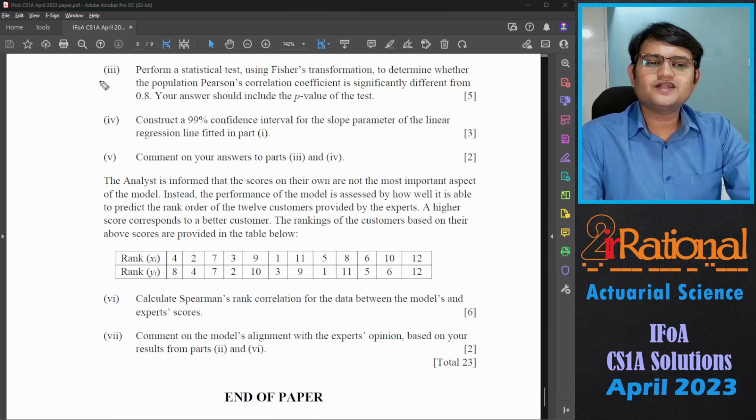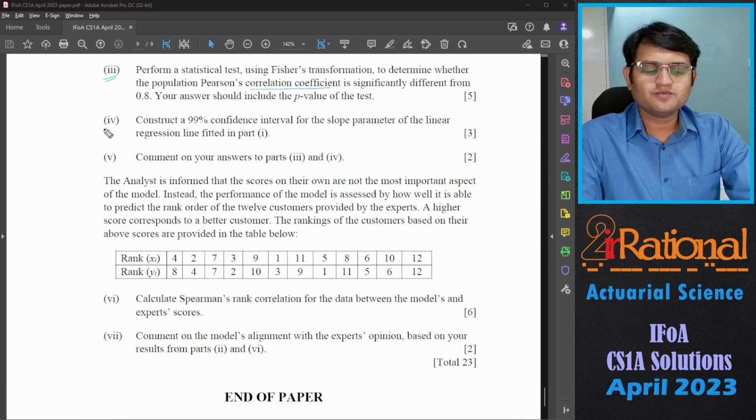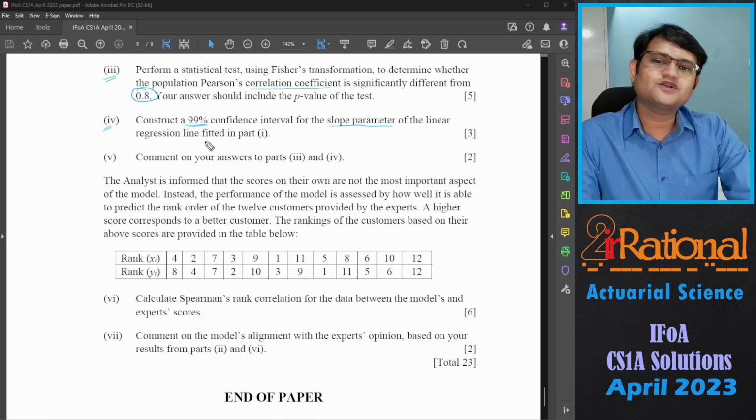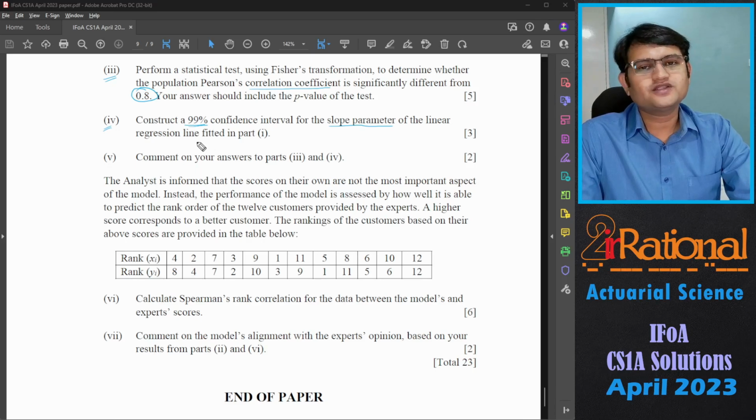Fifth part is comment on your answers to part 3 and 4. Now this is a little bit tricky part because in part 3 they are talking about the correlation coefficient, whereas in part 4 they are talking about the slope parameter. So if you just say in part 3 we saw that rho was 0.8 but it does not lie in the confidence interval, you will be wrong because they are not the same thing.